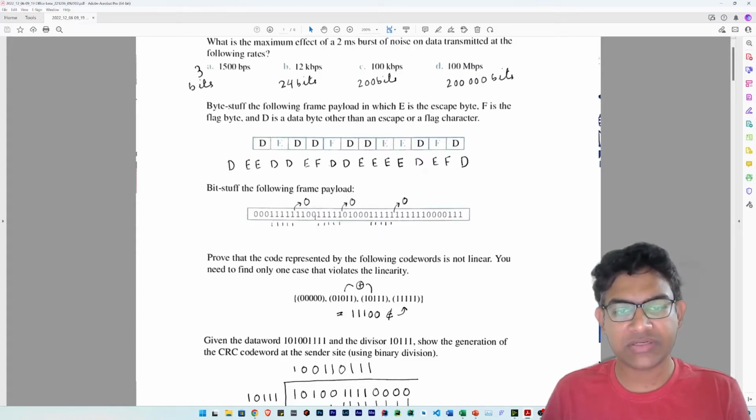Then another such occasion arises here, where we have 0 followed by 5 ones, and there is a 0 there, we add a 0, and then again 0 followed by 5 ones, we add another 0 there. That is how you bit stuff the following frame payload.